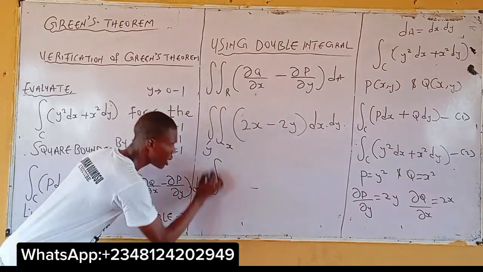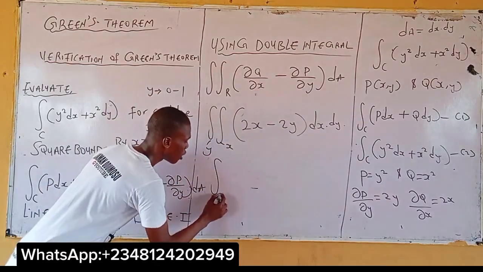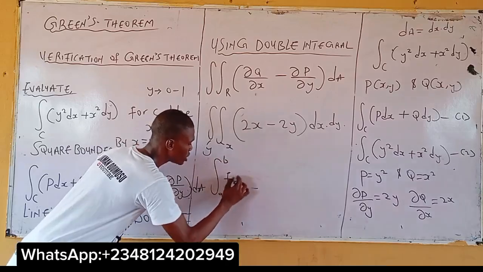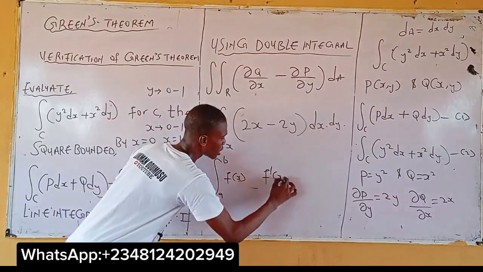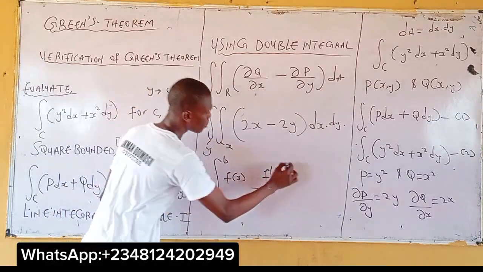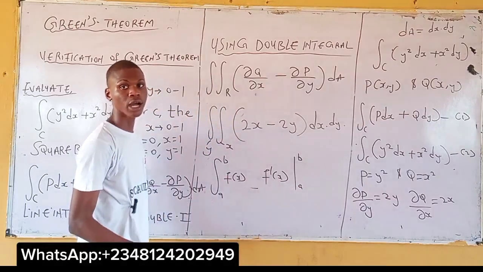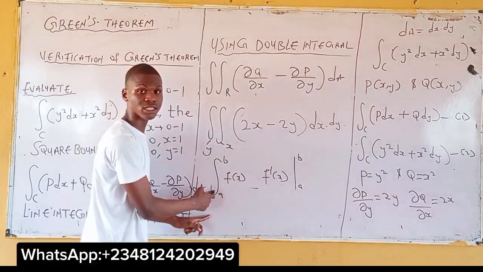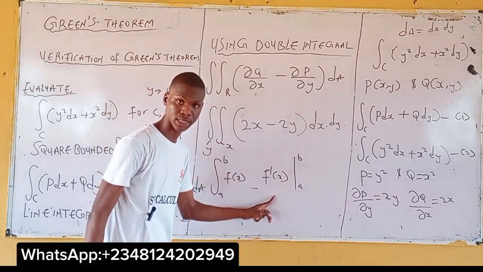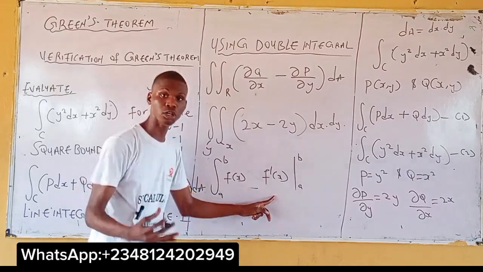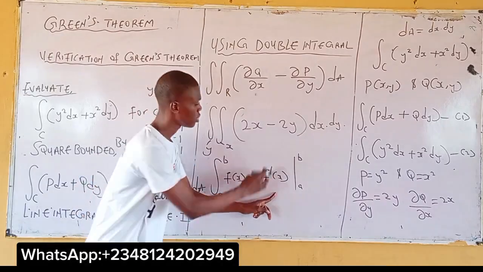From here, let's recall definite integrals. Say you have the integral from a to b of f prime of x. When you integrate, you get f of x. Then introduce your limits, meaning the upper limit and the lower limit. From definite integrals, say you are given this function to integrate. Having done your integral, you've integrated and got f of x.